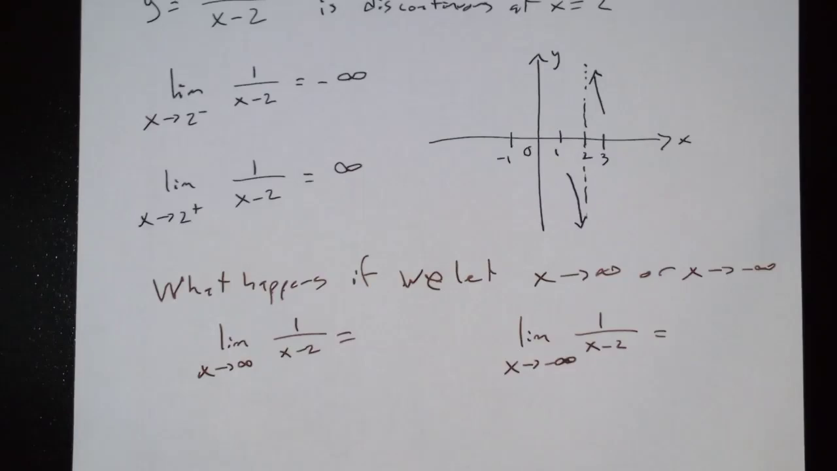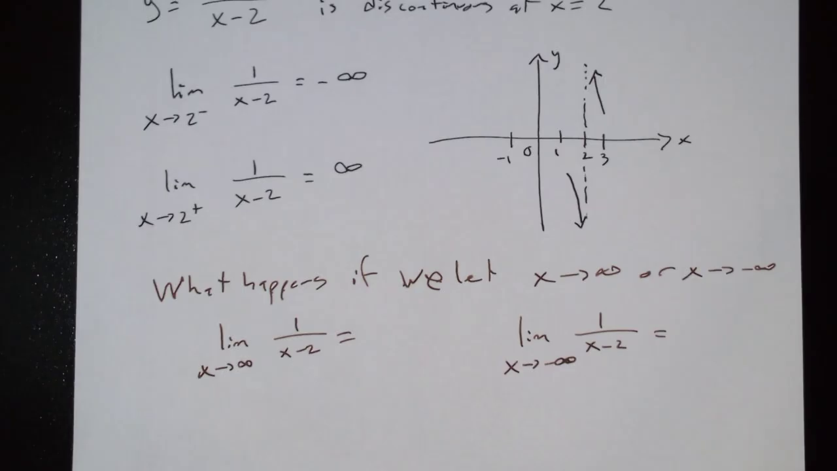Okay, 1,000 minus 2 is still really huge, isn't it? And 1 over that is 1 over 998. Really small, right? Let's get bigger still. What if I go 10,000? 10,000 minus 2 is 9,998. And 1 over that is 0.0001, right? Really small. There's another 0 in it. There's some other decimals after that.